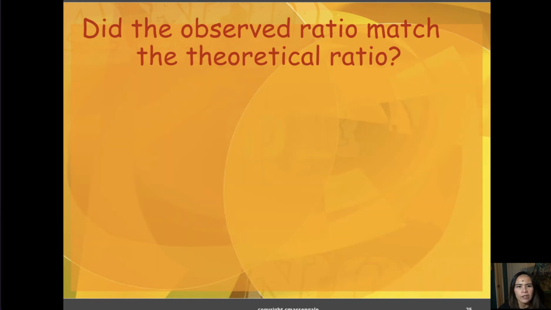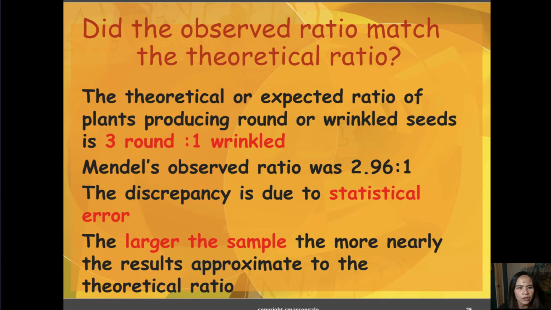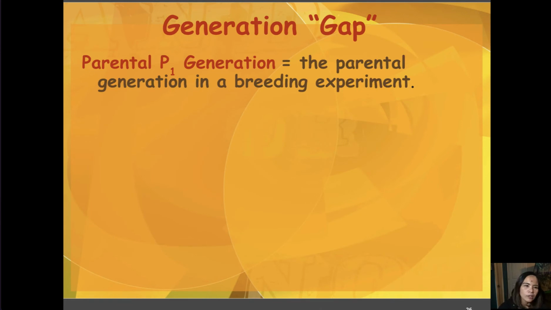Now, did the observed ratio match a theoretical ratio? Well, the theoretical or expected ratio of plants producing round or wrinkled seed is around 3:1. Okay, 3 round to 1 wrinkled. Now, Mendel observed 2.96:1. So the discrepancy is due to statistical error, and the larger the sample, the more nearly the results approximate the theoretical ratio.